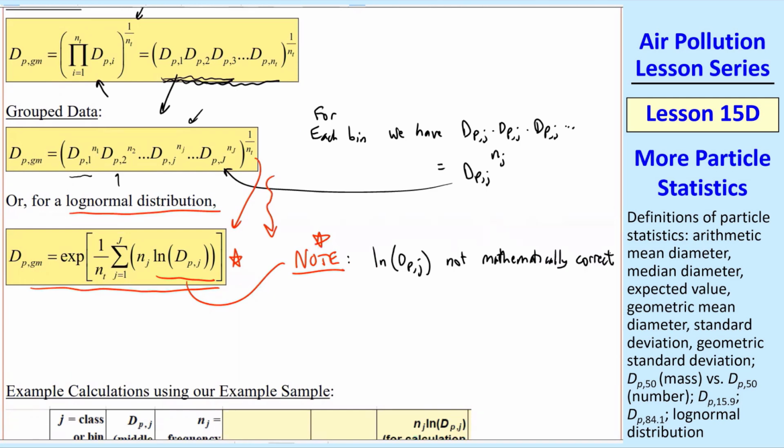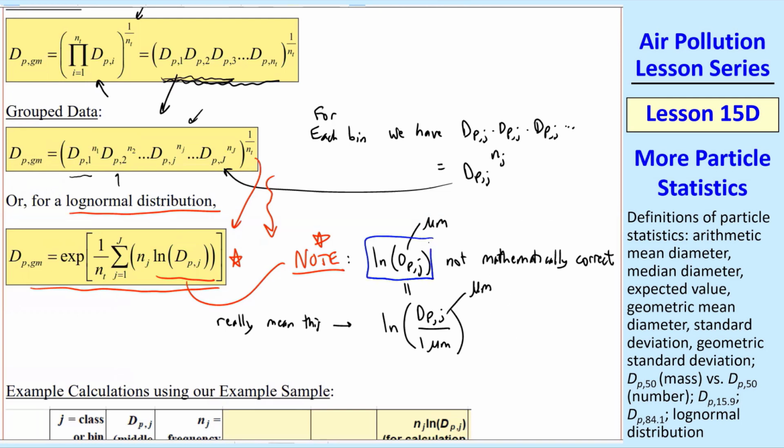It's not really proper to take natural log of dpj when dpj has units in microns. All the books do this, but our mathematician friends would cringe if they saw that. So what we really mean, although we won't write this out, but keep in the back of your mind, natural log of dpj divided by 1 micron, where dpj has to be also in microns. So we'll always write this, but we really mean this so that we get no units in the natural log.